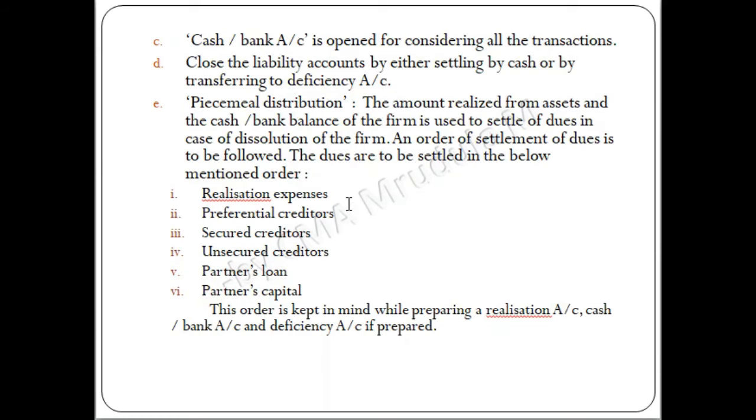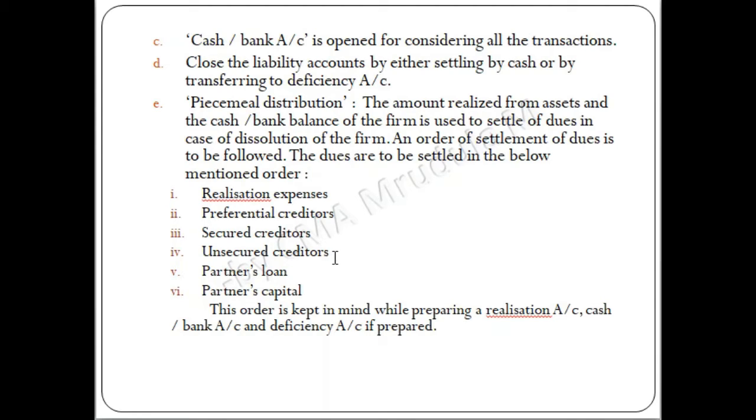order to be followed in case of settlement of dues during dissolution of the firm. First of all, the realization expenses are to be paid off. These realization expenses are paid off by bringing the expenses into the realization account itself. And then preferential creditors are being paid off. Then secured creditors are being paid off. Secured creditors are namely secured loans from banks.